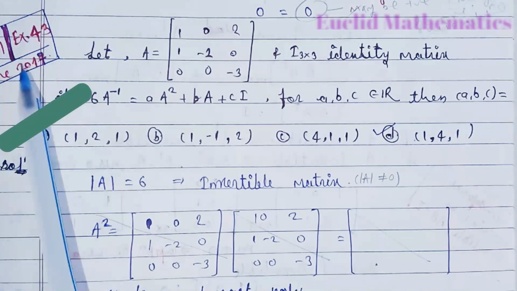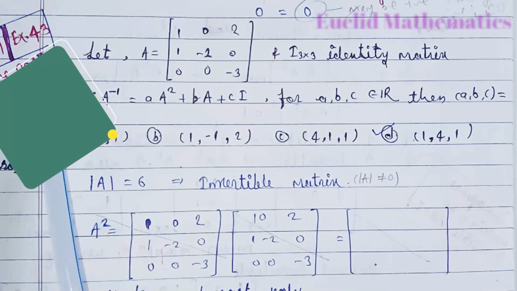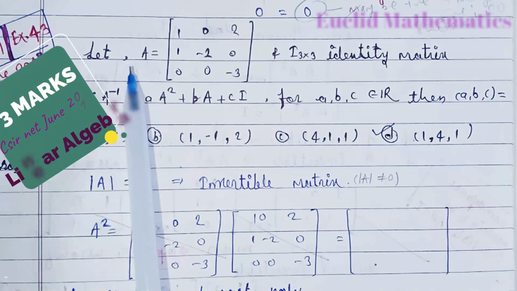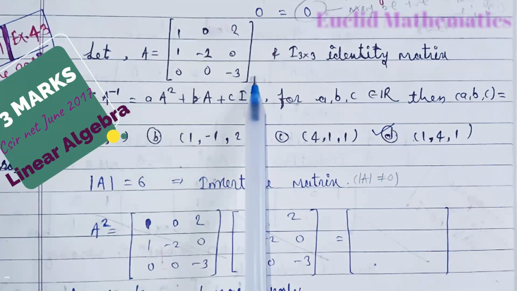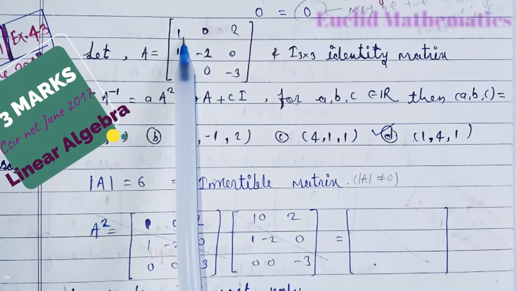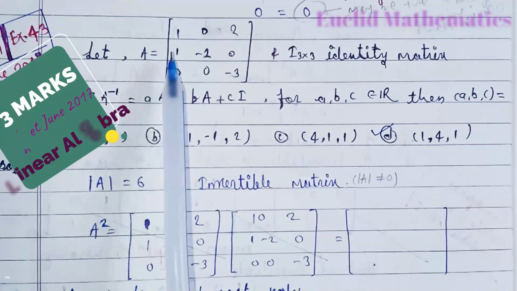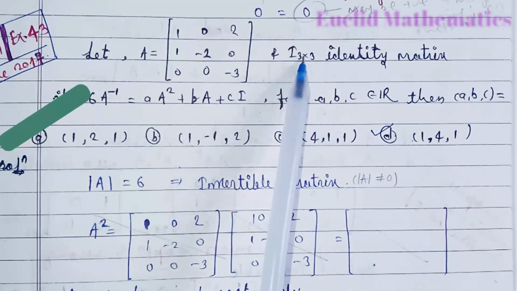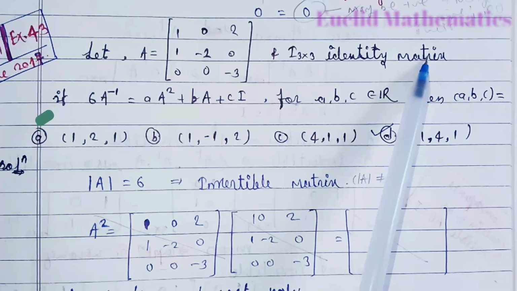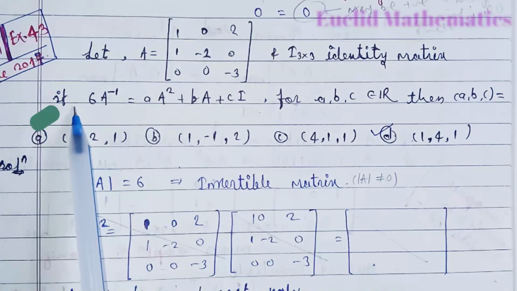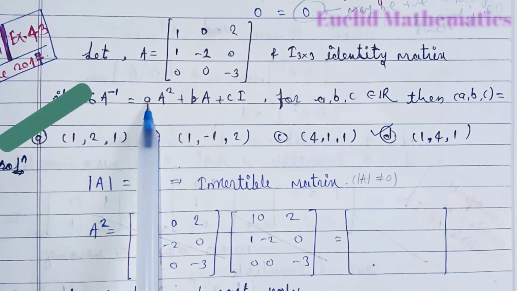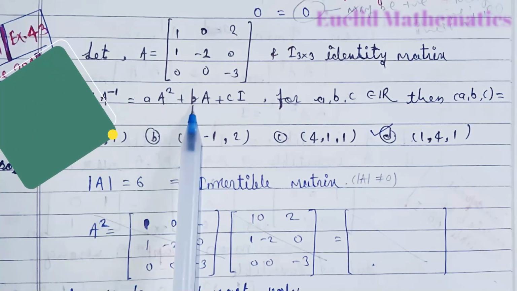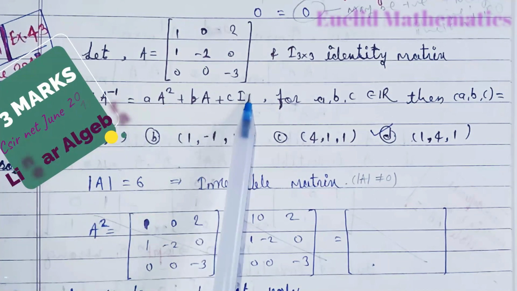Let's read our question. The question is for 3 marks and was asked in June 2017, question number 43. Matrix A is a 3 by 3 matrix with elements 1 0 2, 1 minus 2 0, 0 0 minus 3. An identity matrix I, a 3 by 3 identity matrix, is also given. And 6 times A inverse is equal to A squared plus small b times capital A plus small c times capital I.